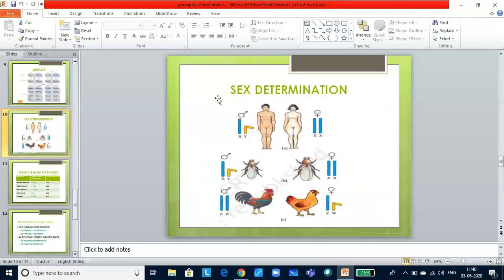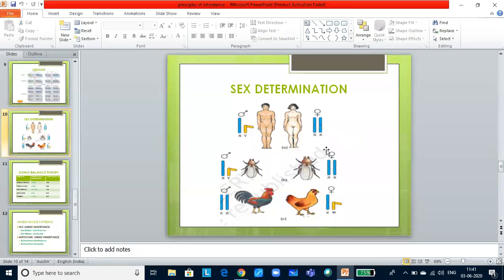Similarly, in Drosophila also, it is male XY and female XX. The male will produce half the sperms carrying X chromosome and half carrying Y, and here the eggs are all homogametic, producing only eggs carrying X. When fertilization happens with an X sperm, it results in a female Drosophila. When fertilization occurs with a sperm carrying the Y chromosome, it turns out to be a male.